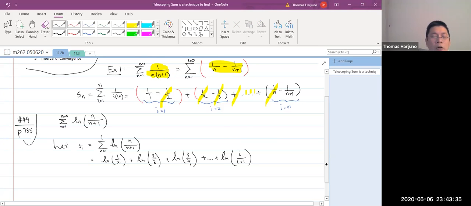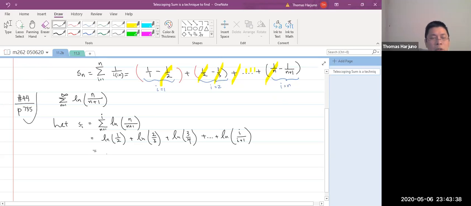Now the sum of logs equals the log of a product. So if I put them together, there will be natural log of 1/2 times 2/3 times 3/4, all the way to i over i plus 1. Notice that this cancels, this cancels, this cancels, and you see that even the ith later on will cancel. So this is equal to natural log of 1 over i plus 1.